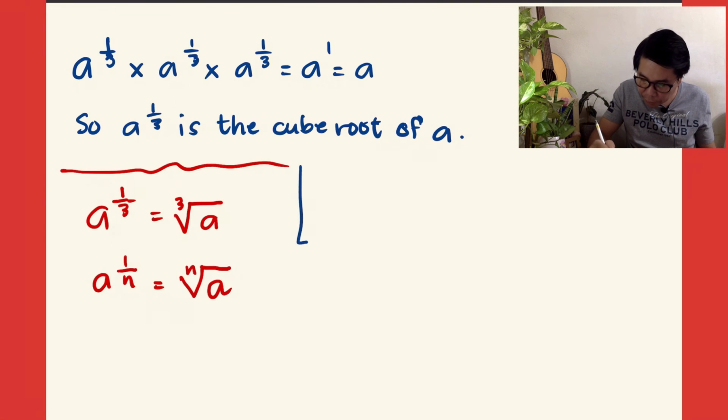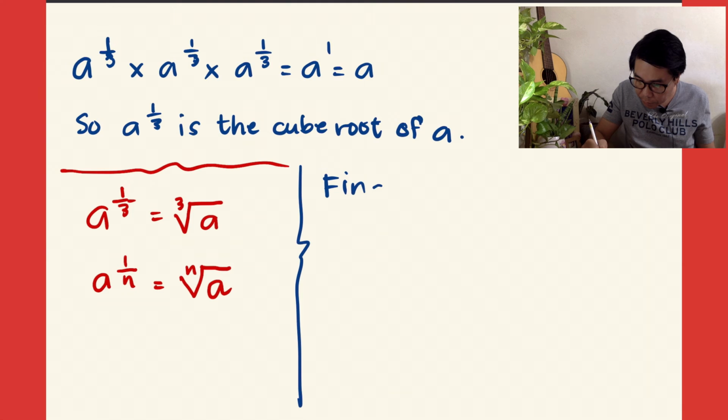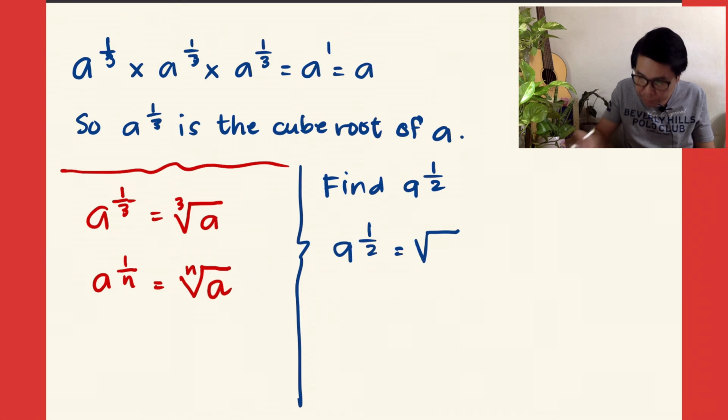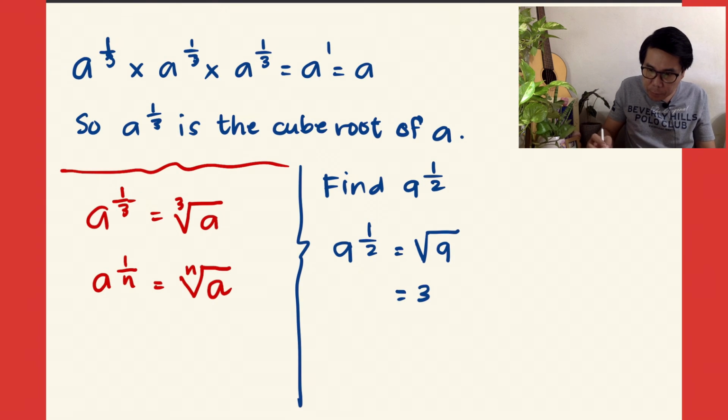Okay, let's find 9 raised to the power of 1 half. Okay, so we write it this way. So 9 raised to the power of 1 half is equal to the square root of 9, which is equal to 3.